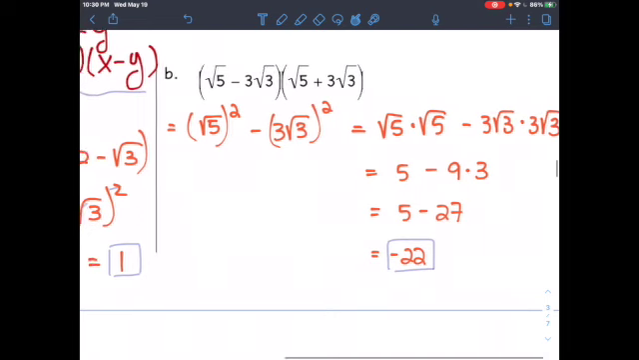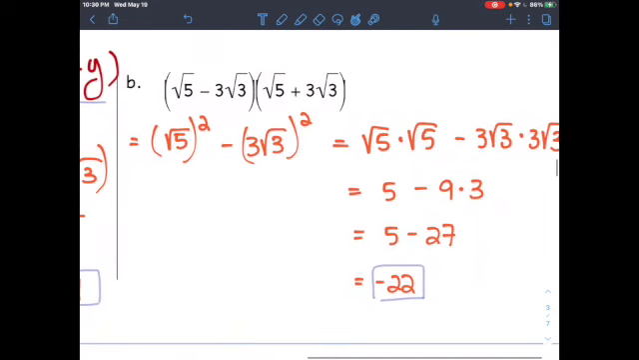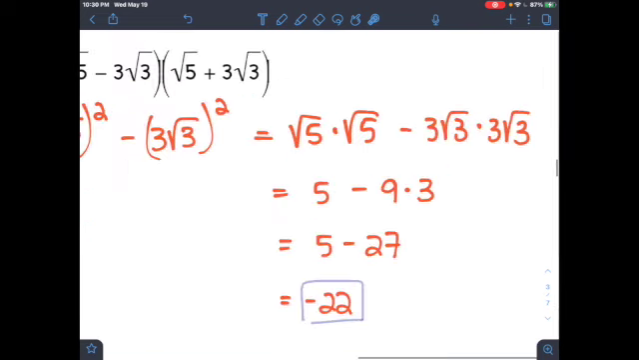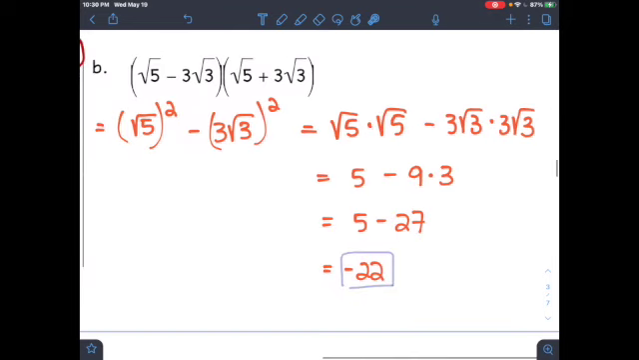Okay, for letter B, I wrote it out for you guys, following the same formula, first term squared minus second term squared. So based on that, I wrote it down, root 5 squared. And then the next one, I have 3 root 3 squared. That's the second term, that's the first term. Then I write the terms twice so you guys can see. So that's root 5 times root 5. Second one is minus sign, still stays the same. 3 root 3 times 3 root 3.